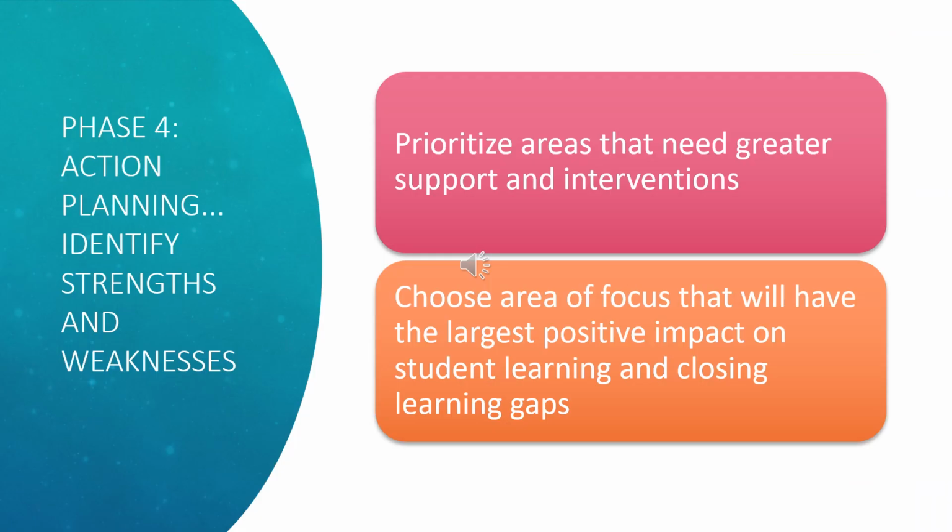The first step of action planning in the DDI process is to identify your students' strengths and weaknesses based on the data set. The second step is to pick a high-impact area of focus. Ask yourself, what areas need more support and intervention? And what area will have the greatest impact on student learning?